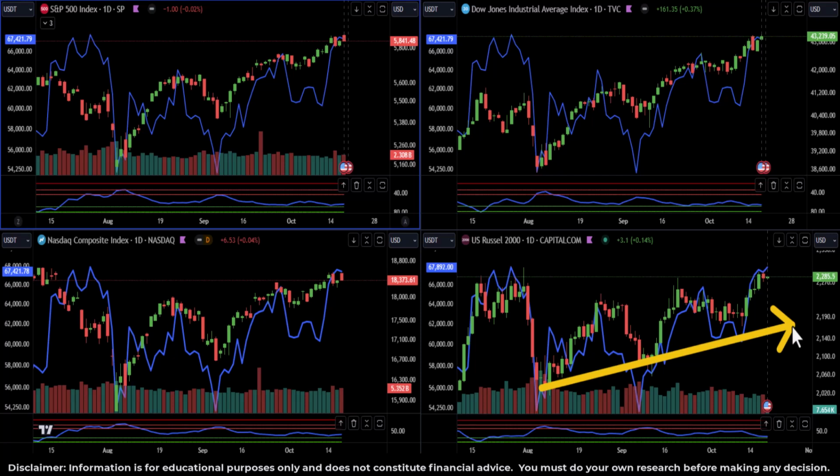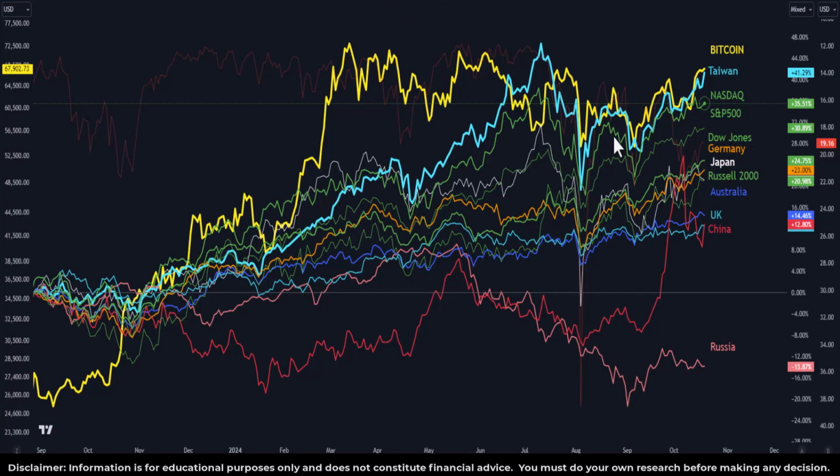What about the Russell 2000? That's looking fantastic. And look at this directional correlation between the Russell and Bitcoin. Wow. Now, what does this mean? Because Bitcoin trades 24/7, if Bitcoin is coming up, what do we expect the Russell to do when it opens? You got it. Come up. So, pretty good news.